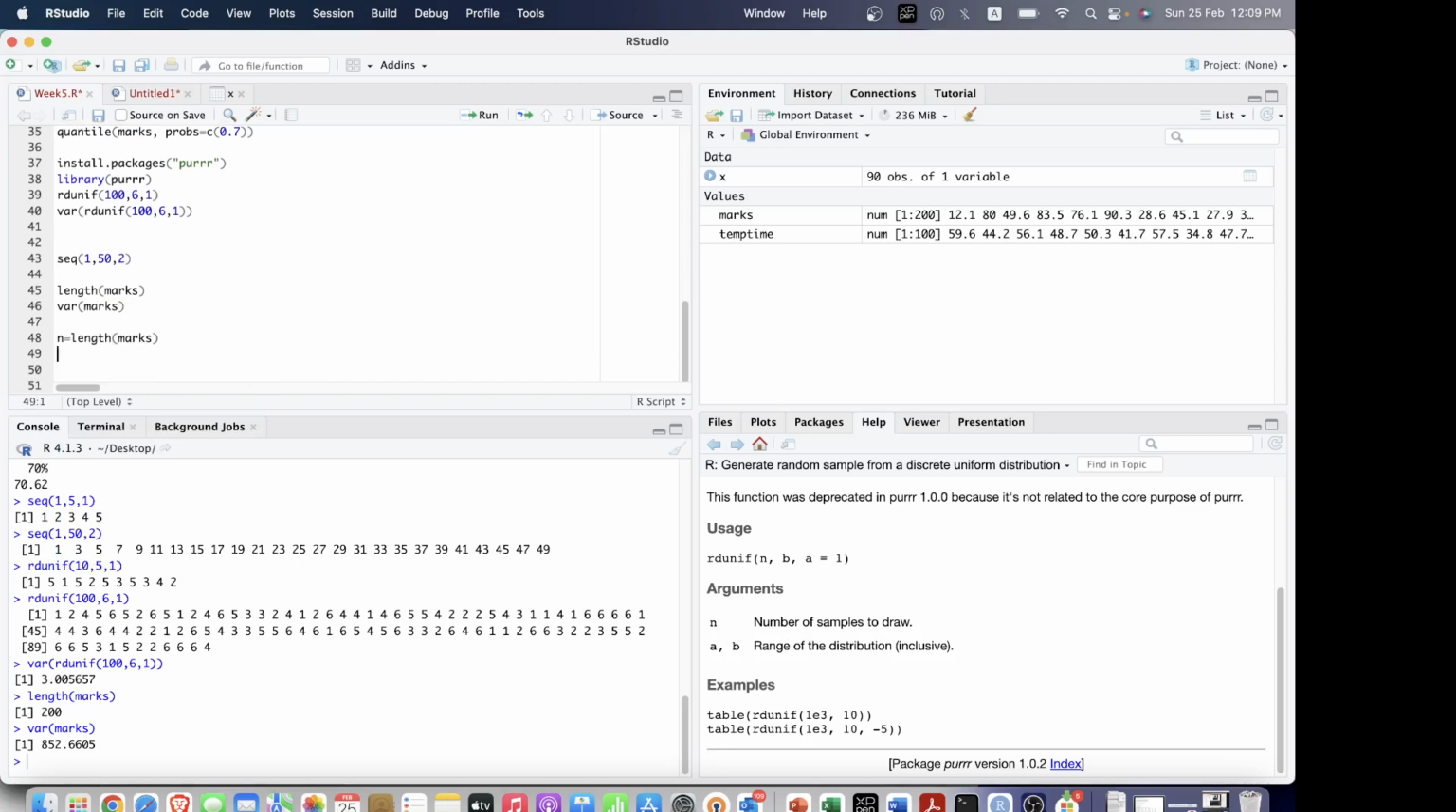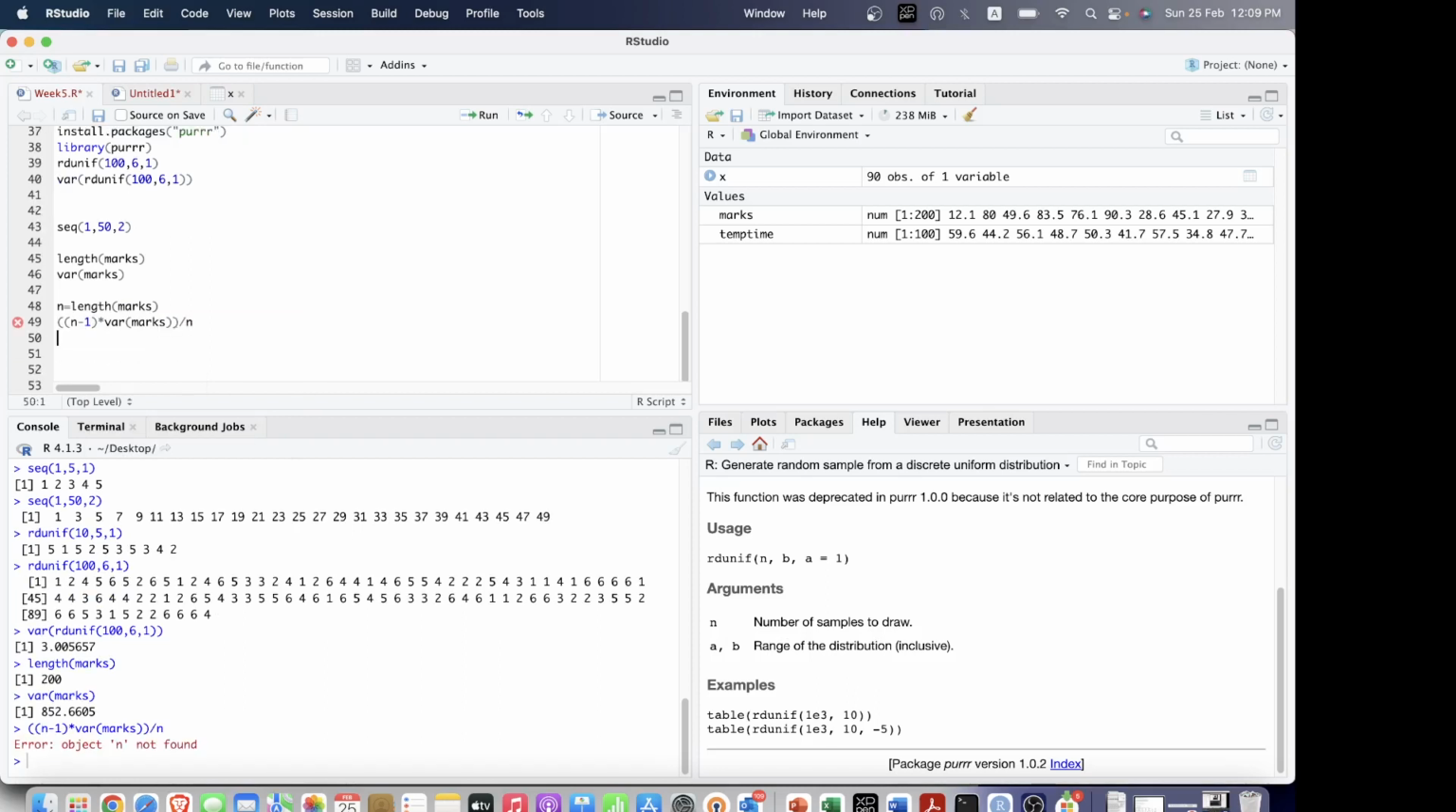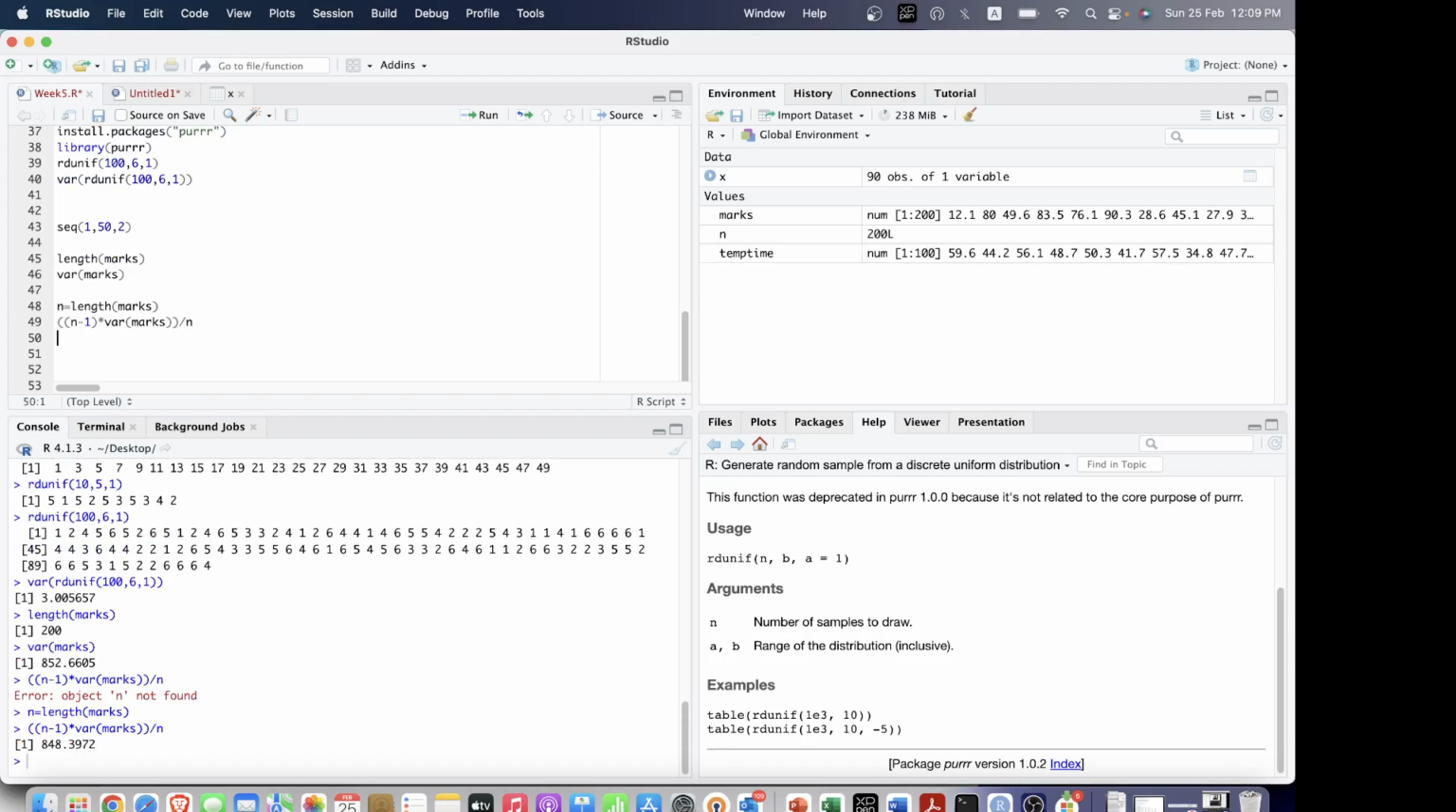So all I have to do is n minus 1 into var of marks divided by n. Okay, so this will be a little less, 848. Is it okay?